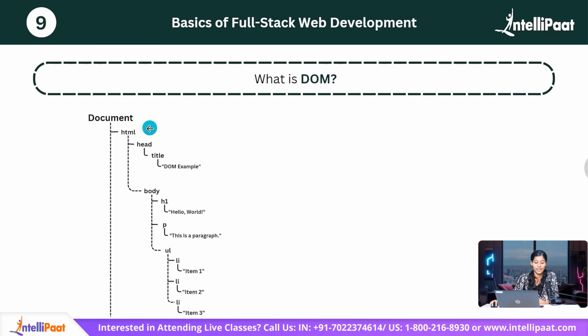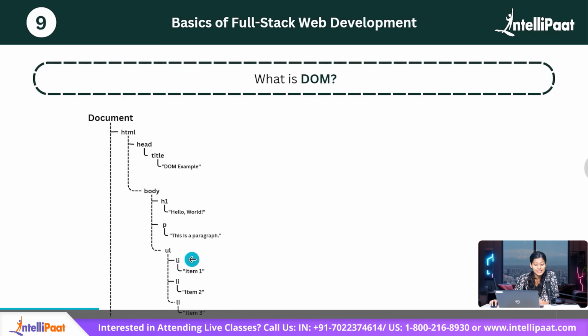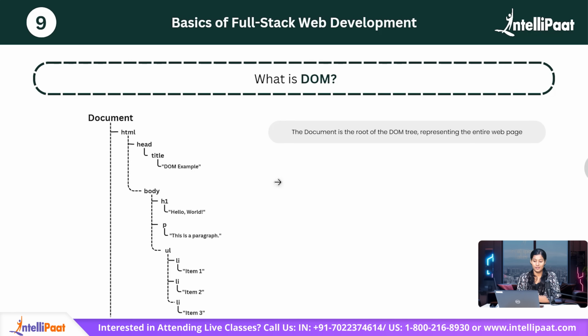A main document is there, followed by an HTML head title. Then there is a DOM example, that was my title. Then there's a body. Inside the body, I have an h1, which contains the string hello world. Then I have a paragraph tag. Then I have a ul, inside of which I have 3 list items, item 1, item 2, and item 3. That is the DOM, which specifies it in a tree structure.